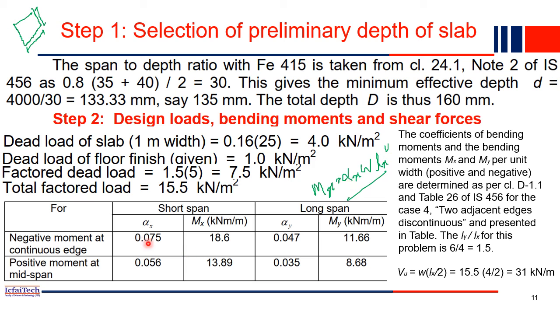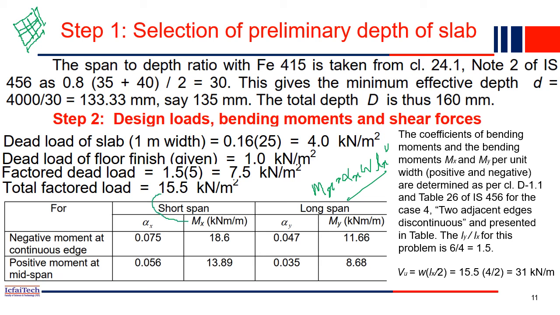So the alpha x value we got from the table, and the w value is this much, and Lx and Ly we already know, 4 meter and 6 meter. So now we got Mx. This one is the negative bending moment, and this one is the positive bending moment. Similarly for the long span, this is the negative bending moment and this is the positive bending moment. So here there are two spans, right? One span will be towards the x-axis. So this is one span and this is another span. Both spans we have to design, right?